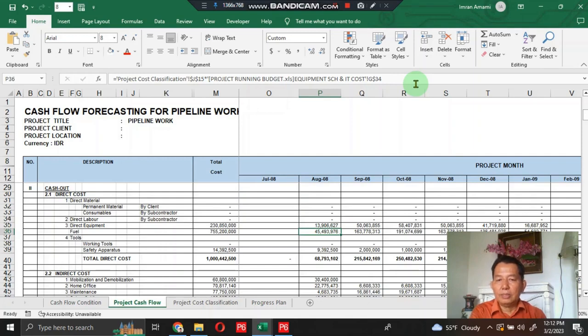Okay, for the fuel, it is the same also. I just take the first project cost item for fuel, because the others will use the same worksheet and the same Excel file with a different cell. Okay, this is the first cost for fuel. For fuel, this number is taken from the project cost classification worksheet in cell G15, multiplied by the project running budget Excel in the equipment schedule and its cost calculation, in cell G.